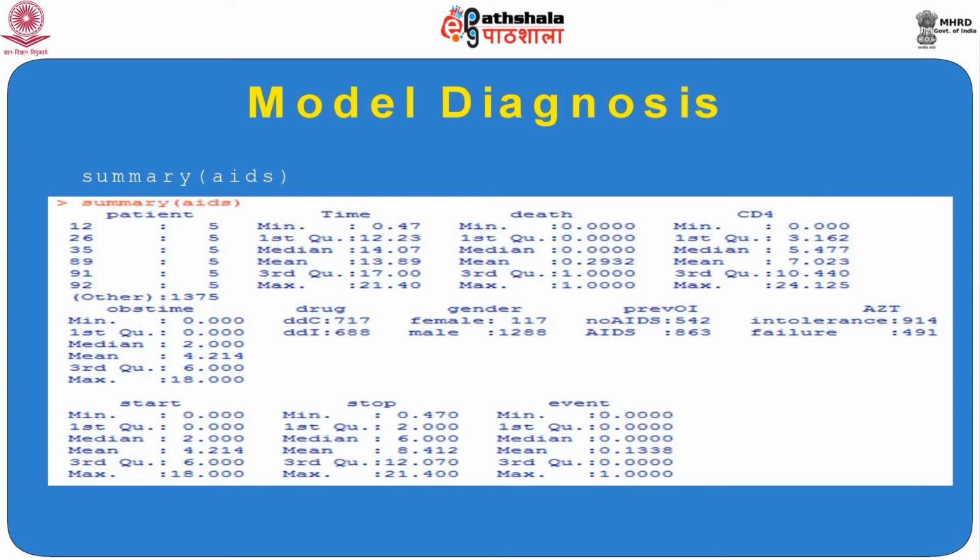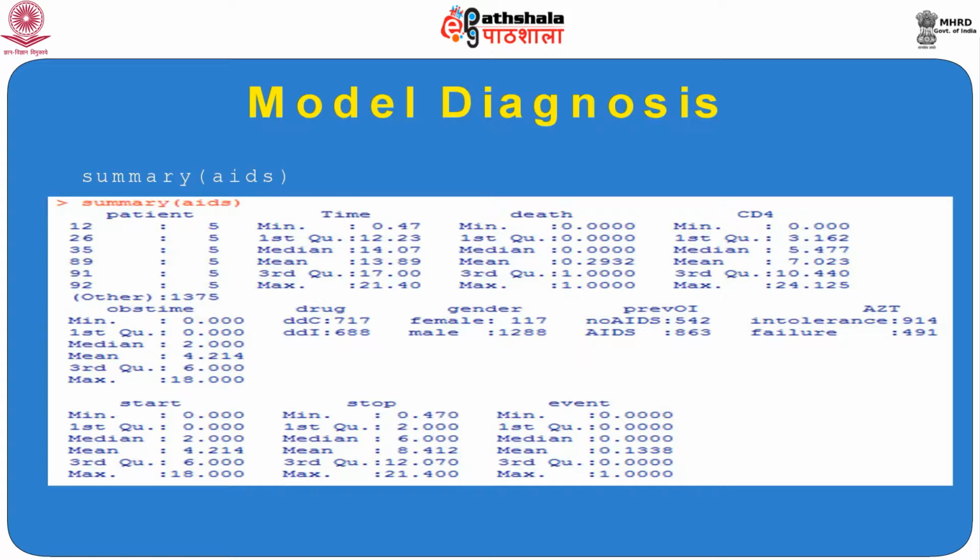So let's start with the data set. Here we are taking the data set from the library JM. The data set name is called aids, and when we call summary of aids, we are having information like patient, time, death, CD4, observation time, drug, gender and previous observations, AZT value, start and stop time, as well as event. So this is a snapshot taken from RStudio, and we are putting it here to show all the data set, because the parameters are considered in the data set at a time.